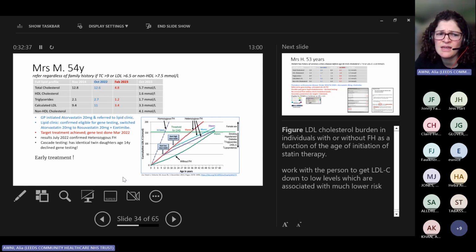So the key thing here is early treatment: work with the patient, with the person, to lower their LDL levels as low as possible to lower the risk.